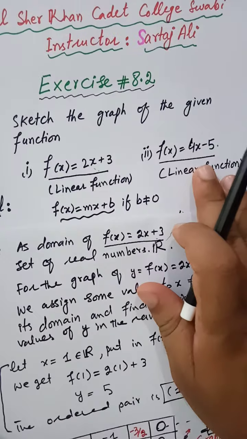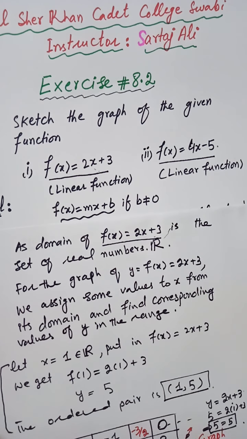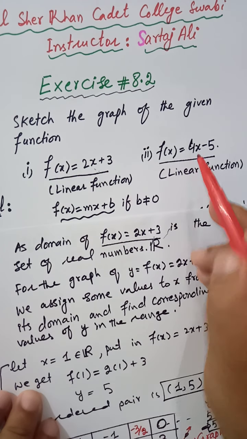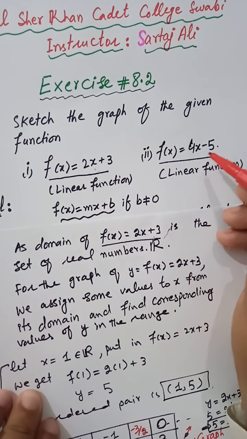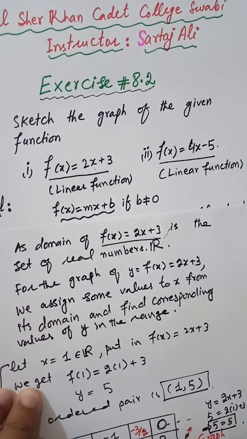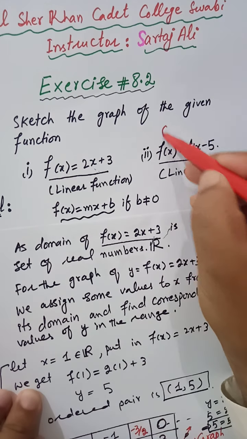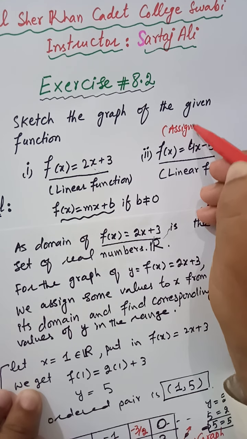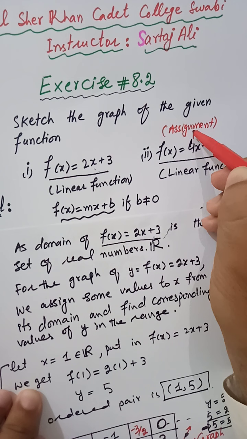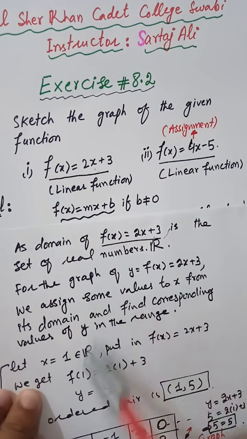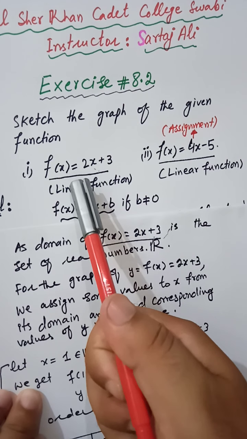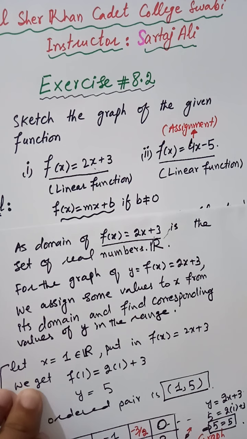Part number 2 is the assignment. It is the same as this one, just 2 is replaced by 4 and 3 is replaced by -5. The domain is also the set of real numbers. So you can draw the graph of this by the same explanation. This is the assignment. Sketch the graph of this function by the same procedure as I did for this function, and send it to me on WhatsApp. Thank you.